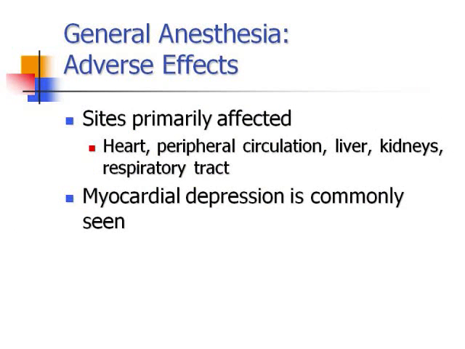When we look at the adverse effects of general anesthesia, it varies from drug to drug, but primarily we're looking at the heart, the circulation, the liver, the kidneys, the respiratory tract. Remember, these drugs depress the central nervous system, so they're going to depress the action of the respiratory tract. They're going to depress the action of the heart. Myocardial depression is commonly seen with general anesthetics.